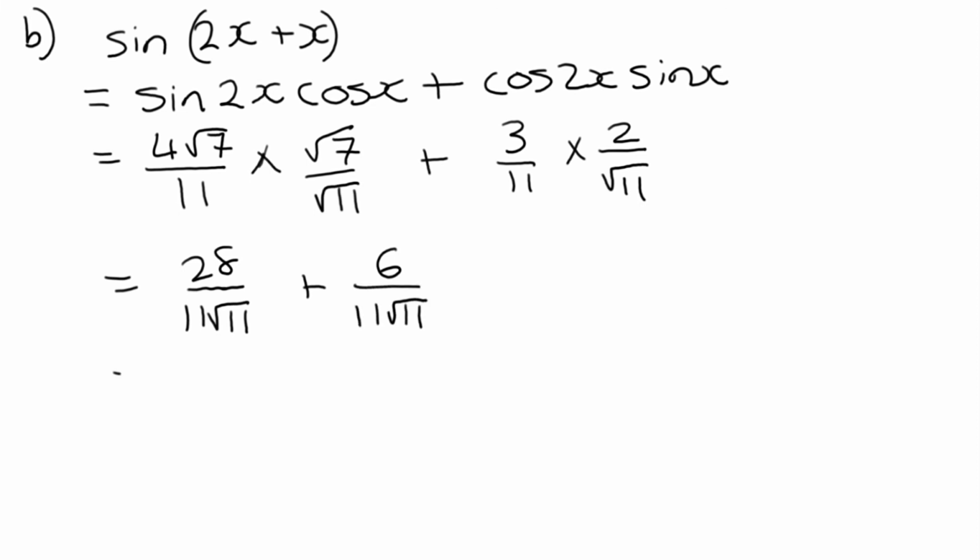You can't tidy that together. Okay, now we've got the same denominators. You can just do 28 plus 6, which is 34. And put your denominator down. So 34 over 11 root 11, and that's your final answer for part B.